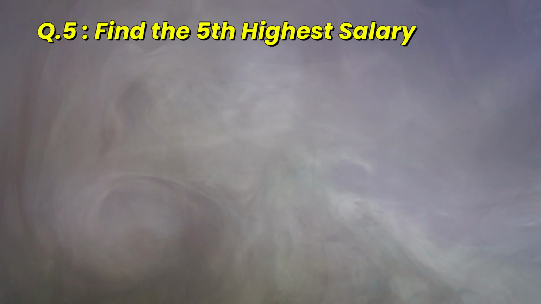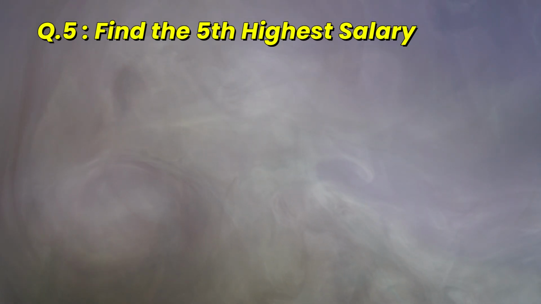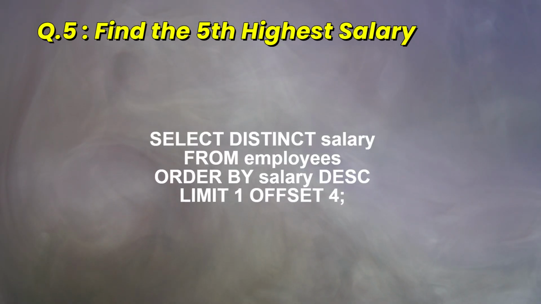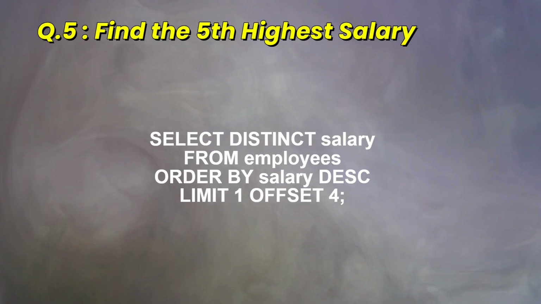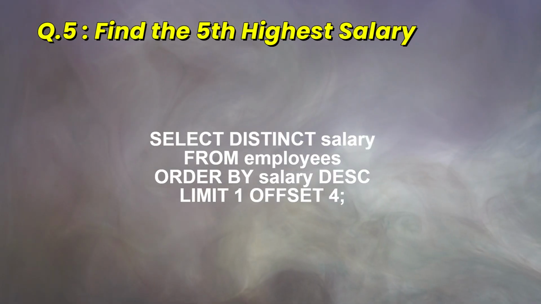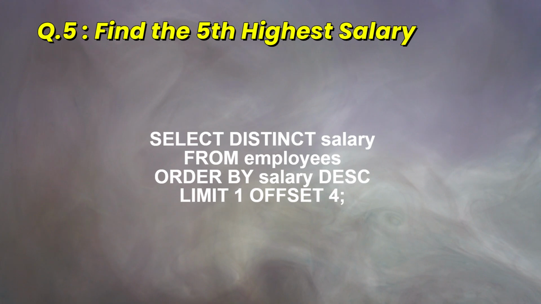Question 5. Find the fifth highest salary. To get the fifth highest salary, we can use LIMIT with OFFSET. Explanation. We sort salaries in descending order, skip the first 4 salaries using OFFSET 4, and pick the next one. This gives the fifth highest salary. DISTINCT ensures duplicate salaries don't affect the ranking.